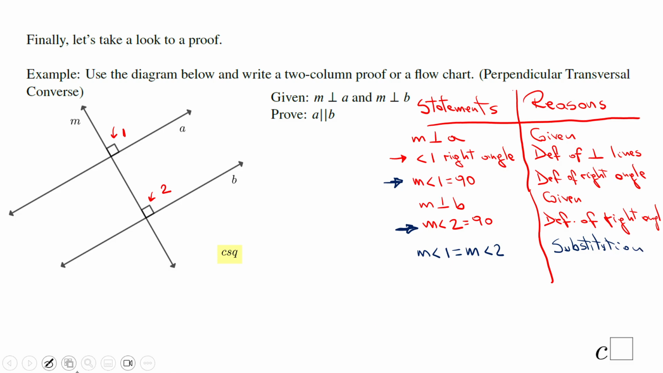I think I misspelled it. Let me fix it. Substitution property. Okay, and now what happens if these two angles, angle 1 and angle 2, have the same measure? Obviously they are congruent, and that is the definition of congruent angles.